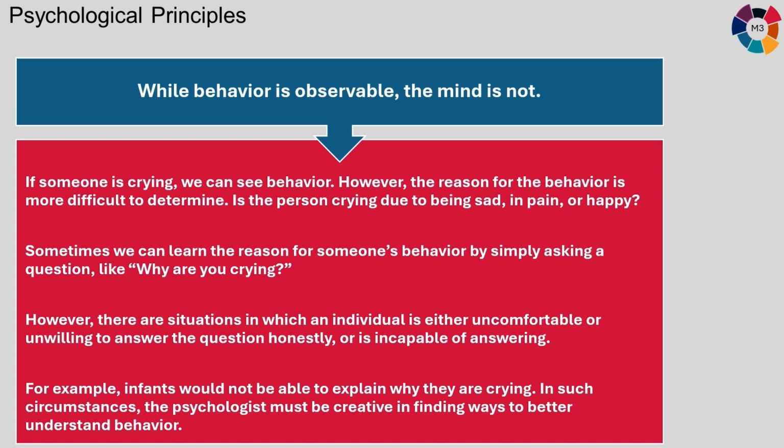If someone is crying, we can see that behavior. However, the reason for the behavior is more difficult to determine. Is the person crying due to being sad, in pain, or are they happy? Sometimes we can learn the reason for someone's behavior by simply asking a question like, "Why are you crying?" However, there are situations in which an individual is either uncomfortable or unwilling to answer the question honestly, or incapable of answering. For example, infants would not be able to explain why they are crying. In such circumstances, the psychologist must be creative in finding ways to better understand behavior.